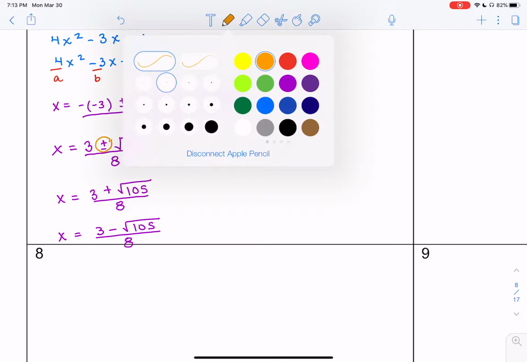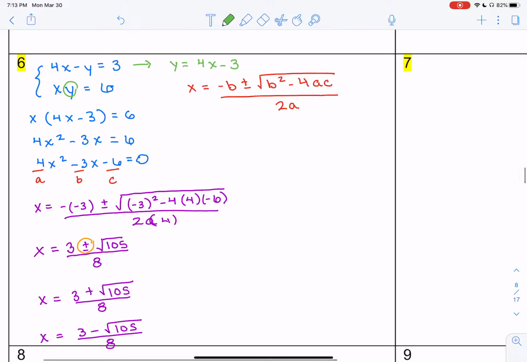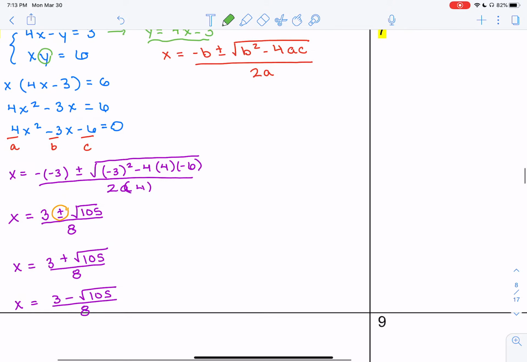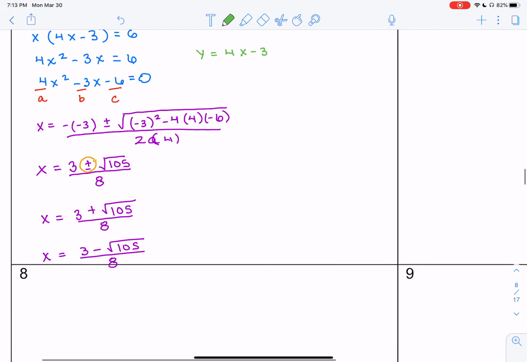What's really scary is you're going to take those ugly answers and plug them back in to this y equals statement at the top. So I'm going to walk you through that. I have y equals 4x minus 3. And let's just plug in this first x value. That would bring me to y equals 4 times 3 plus radical 105 over 8, and then I still have a minus 3 outside.